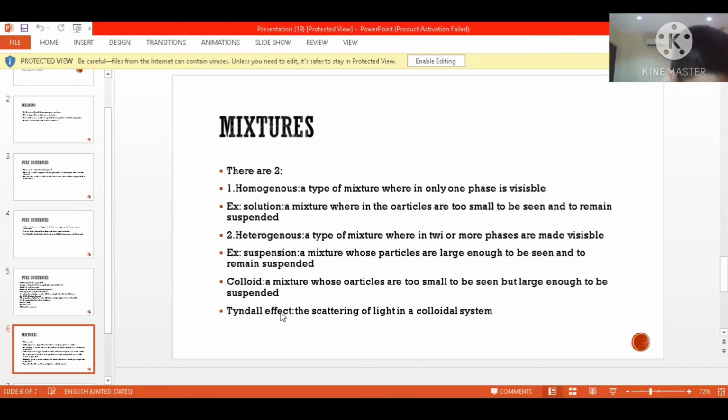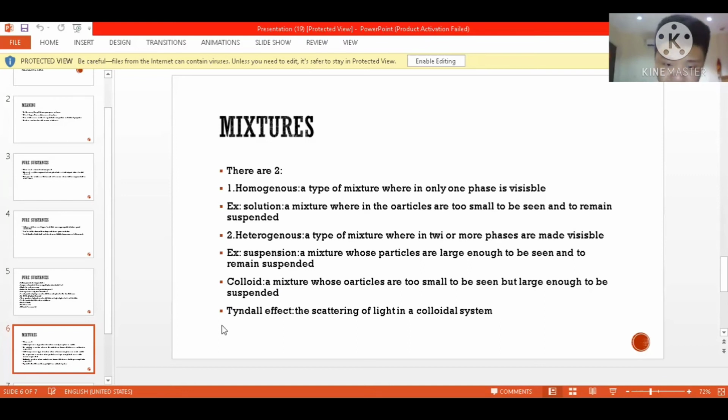And a property of colloid is the Tyndall effect, the scattering of light in a colloidal system. After fog, there are emulsions, smoke, foams, milk, clouds, gels, and aerosols.